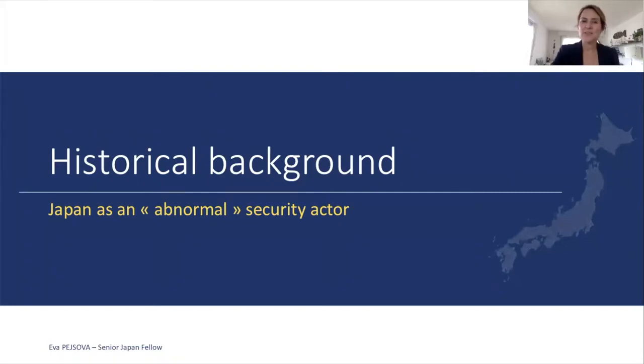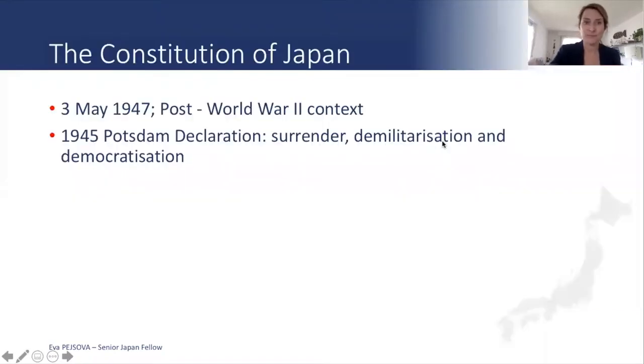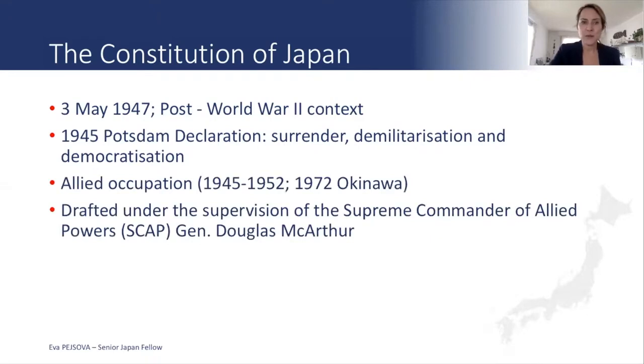To understand the specific nature of Japan as a security actor, we need to look a little bit at the historical background in which it evolves, starting, of course, with its constitution. The Constitution of Japan was written in 1947 in a Japan that was completely destroyed by the Second World War. It was supposed to implement the terms of the Potsdam Declaration, which were guaranteeing the complete surrender, demilitarization, and democratization of Japan. We need to be reminded that Japan at the time was not a sovereign nation.